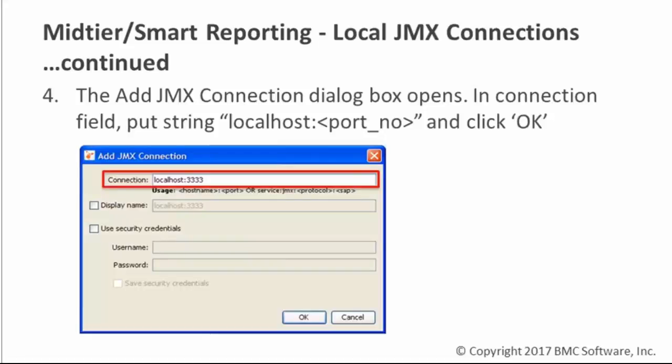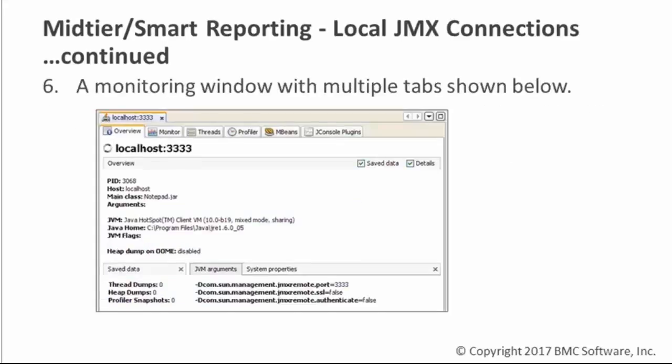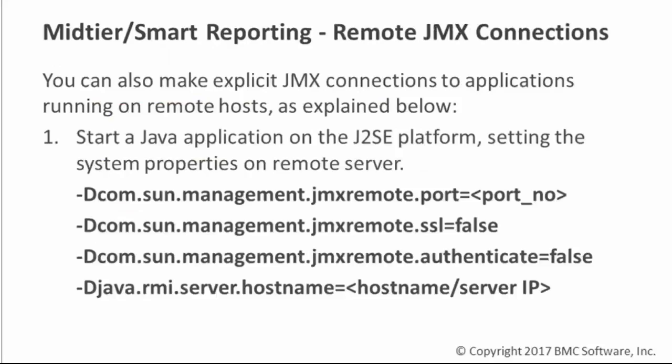Then you need to add the host name and the port number which we have defined in the JVM argument. You can see here a JMX connection is created under the local tab with the JMX symbol. I will show you these things practically, but let me quickly go over the next few points which show us how we connect remotely for the Midtier and Smart Reporting.